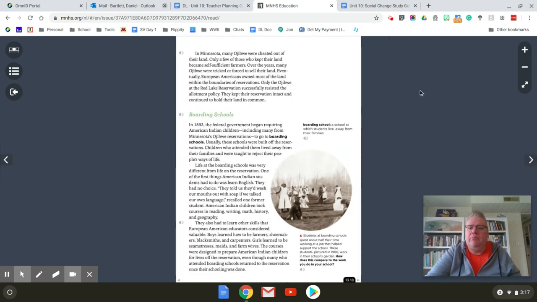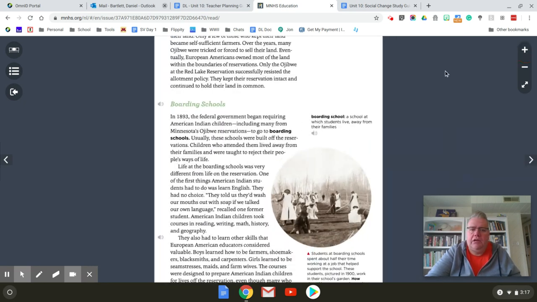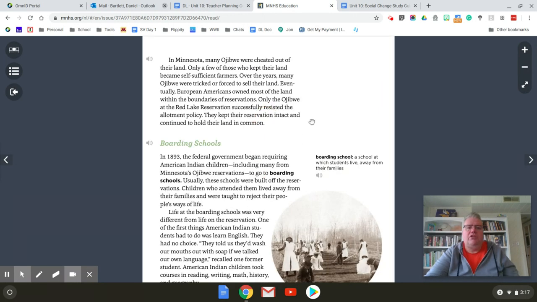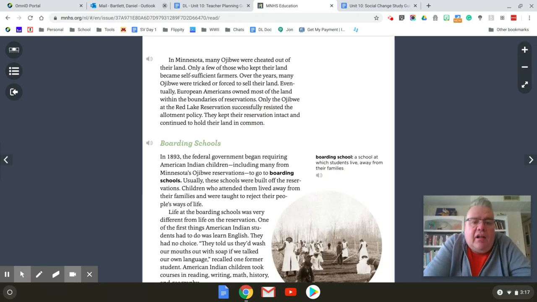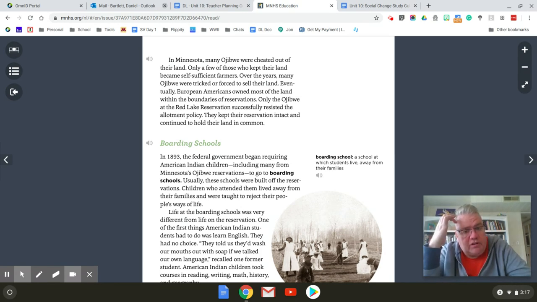All right. In Minnesota, many Ojibwe were cheated out of their own land. Only a few of those who kept their land became self-sufficient farmers. Over the years, many Ojibwe were tricked or forced to sell their land. Eventually, European Americans owned most of the land within the boundaries of the reservations. Only the Ojibwe at the Red Lake Reservation successfully resisted the allotment policy. They kept their reservation intact and continued to hold their land in common.